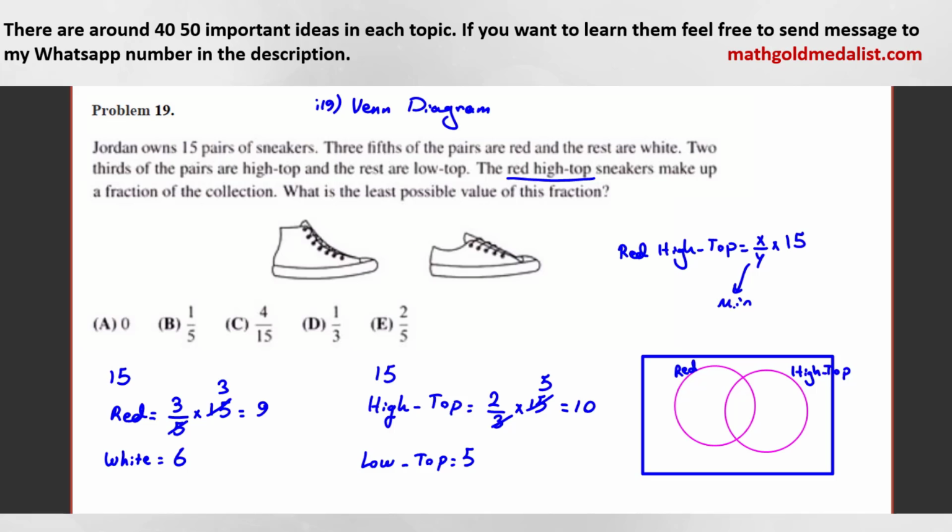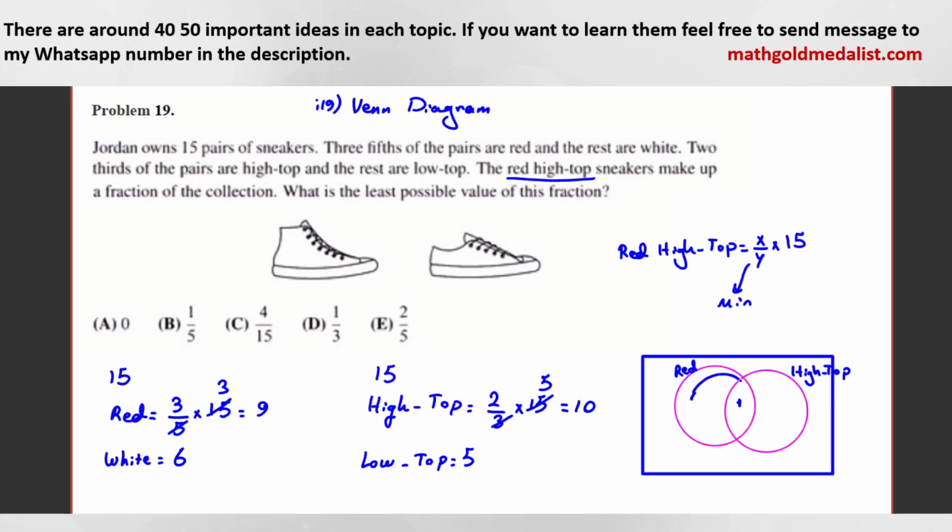It says to minimize the intersection. So maybe we can say, okay, let's consider this one 0. When it is 0, red is 9, so here we have 9. High top is 10. Maybe we also have something outside, but the number of sneakers will be 10 plus 9, at least 19, but we have 15. So it's not possible to have 0 here.